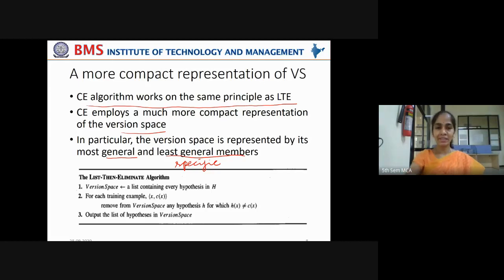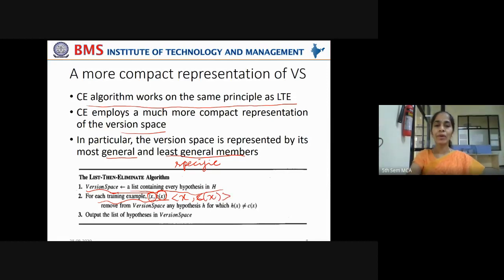Now let us see this list-then-eliminate algorithm. A version space, initially what does it contain? A list containing every hypothesis in H, all possible hypotheses in H. Now, in the second step, what will happen? For each training example, X and its label C of X, that is the target concept, yes or no. X is the combination of all the parameters, C of X is the label.